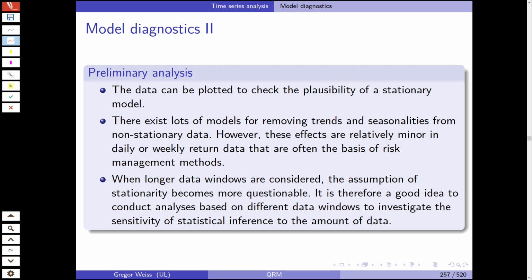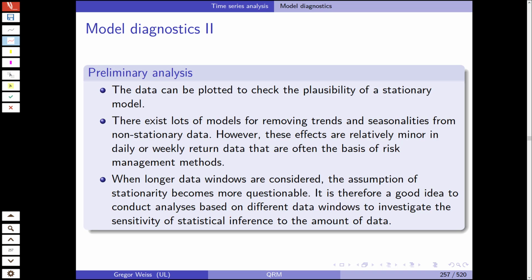So a preliminary analysis could be done by simply plotting the data, checking the plausibility of a stationary model, and as we have several models at our disposal for removing trends and seasonalities, we can apply these. However, these effects are relatively minor in daily or weekly return data. We've seen this in the data for yearly and monthly revenues in Germany. But if you take daily or weekly data, you often will not find a trend or any seasonalities. You will rather find this at the monthly or yearly annual basis.